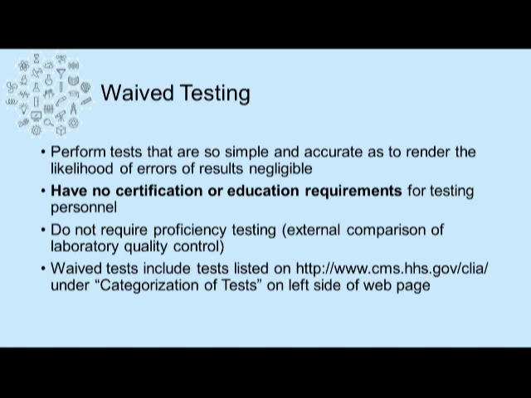Examples of waived testing include glucose, hemoglobin, or hematocrit testing on mobile testing instruments. For an exhaustive list of waived testing, you can follow the link at www.cms.hhs.gov.